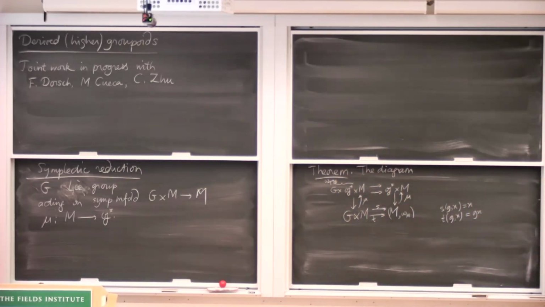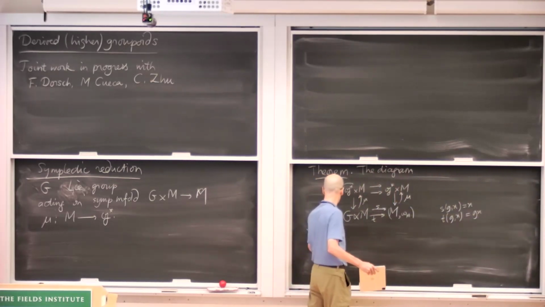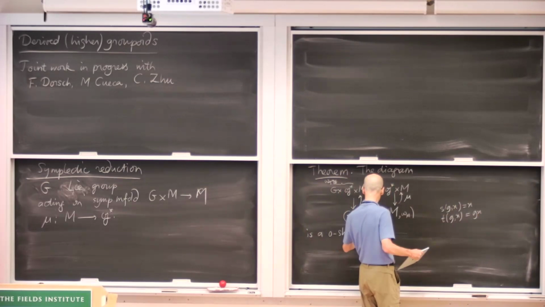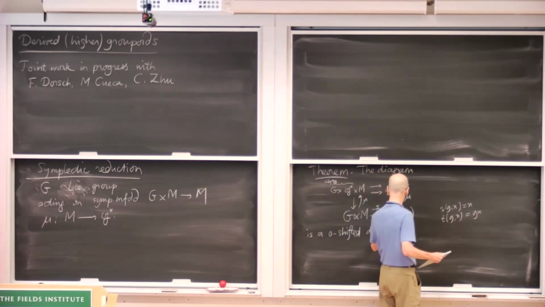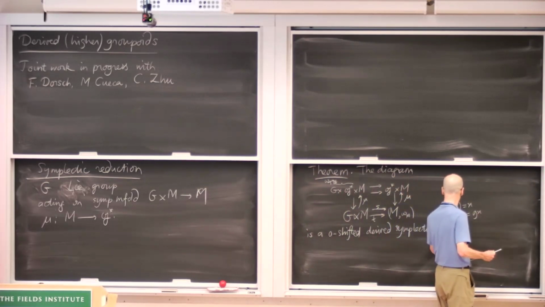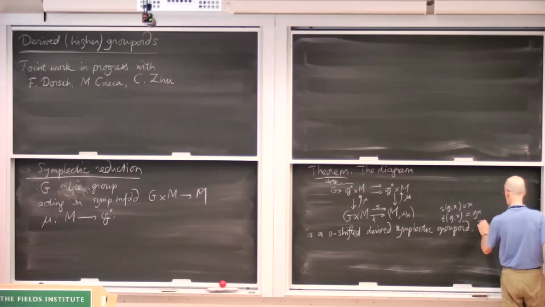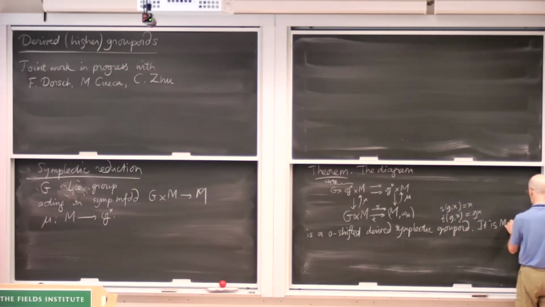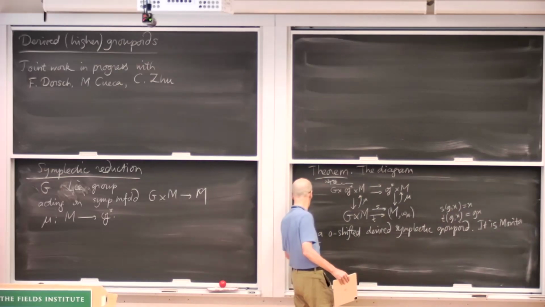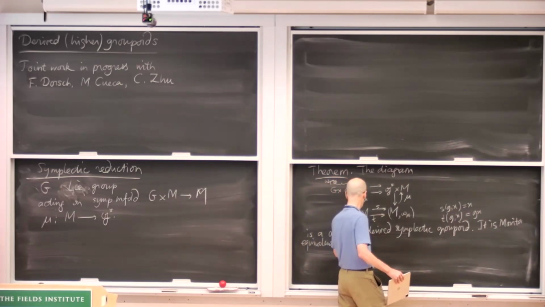And the diagram with these two forms represents a zero shifted derived symplectic groupoid. And it is Morita equivalent to the Lagrangian intersection.